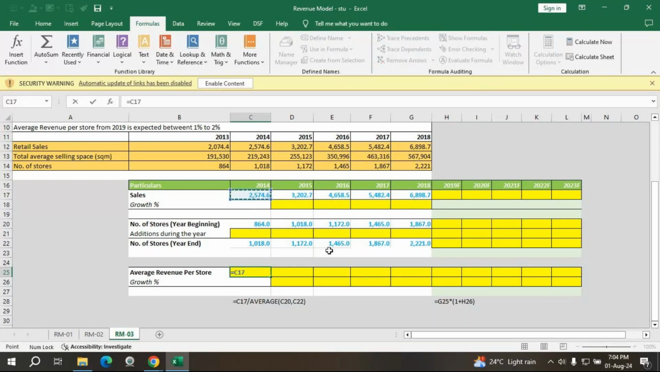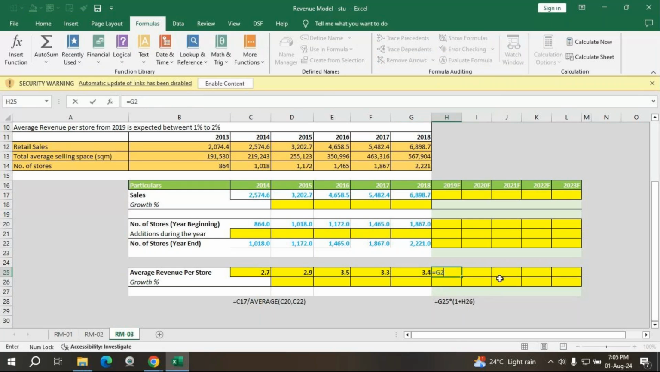So what I'll do is I'll take the first year sales, that is C17, divided by the average of the number of stores in the beginning and the number of stores in the year end. So I got the average revenue per store. So how much revenue was happening in the stores? So I got this value. Now coming to the next one, I need to calculate for the rest of the 5 years. So what I'll do is I'll take equals previous year value.